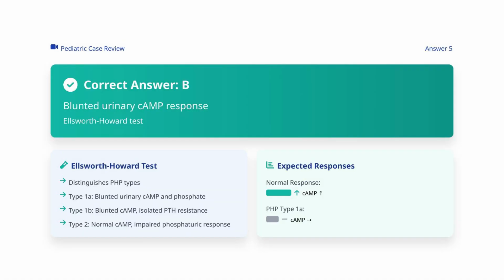The correct answer is B, blunted urinary cyclic AMP response. The Ellsworth-Howard test involves administering parathyroid hormone and measuring urinary cyclic AMP and phosphate excretion. In pseudohypoparathyroidism type 1A, both responses are blunted due to G-protein deficiency preventing cyclic AMP generation. Type 1B shows similar blunting but isolated parathyroid hormone resistance. Type 2 demonstrates normal cyclic AMP but impaired phosphaturic response, suggesting post-receptor defects. This test distinguishes pseudohypoparathyroidism subtypes.